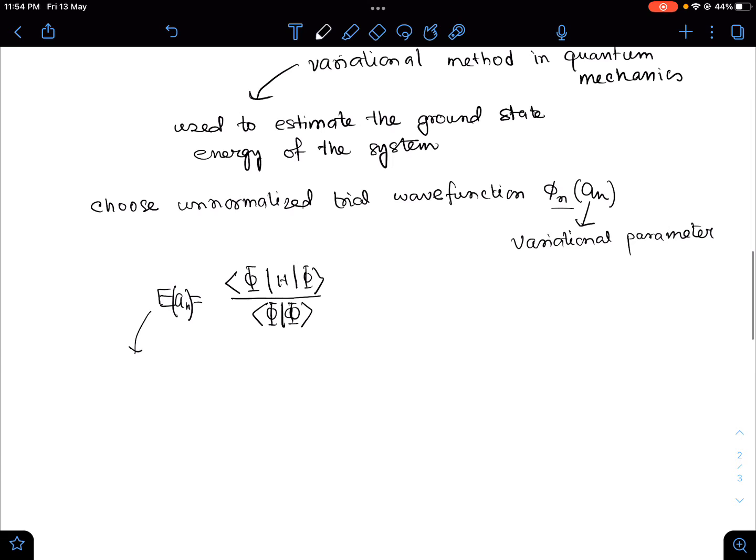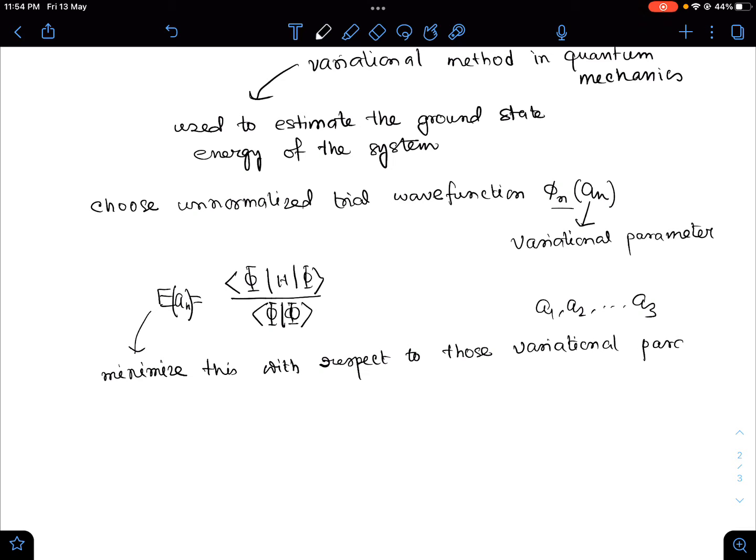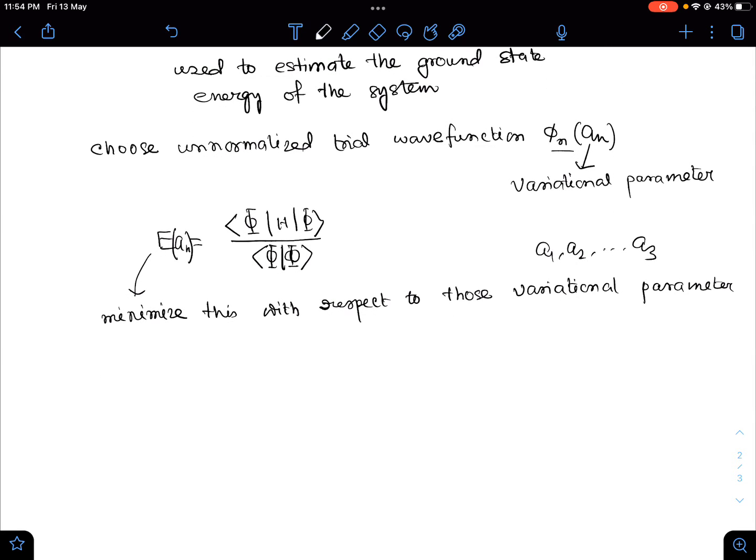Now we have to minimize this with respect to those parameters. There can be more than one parameter, like a1, a2, a3 and so on. We have to minimize this with respect to those parameters. So in this way we will proceed.